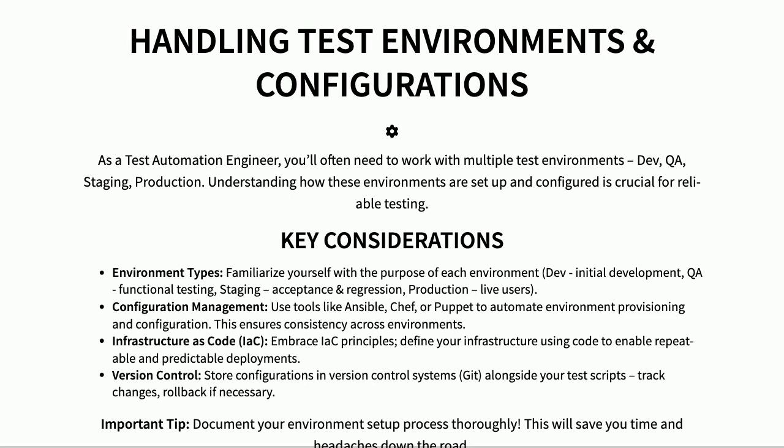Okay, let's talk about managing our test environment. It's super important to understand that we don't just run tests on one single setup. We often need to work with different environments like development, quality assurance, staging, and eventually production. Knowing what each environment is used for: development for initial coding, QA for functional testing, staging for final acceptance checks before release, and production where the actual users are, helps you choose the right environment for your tests.